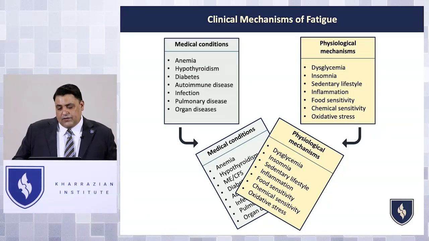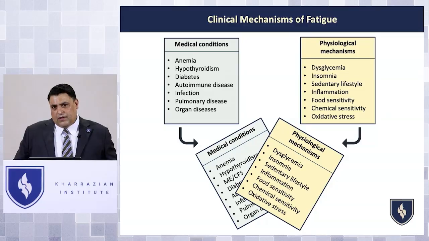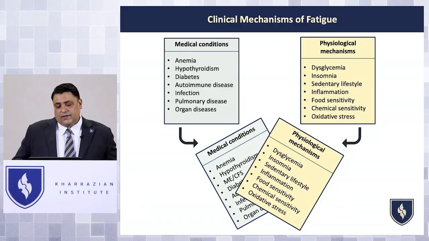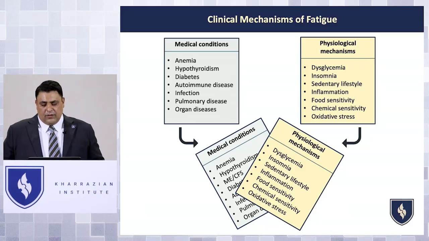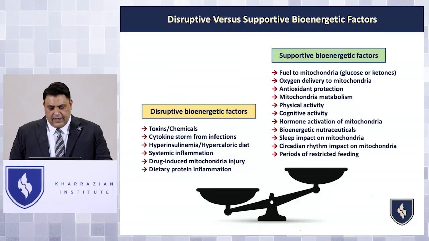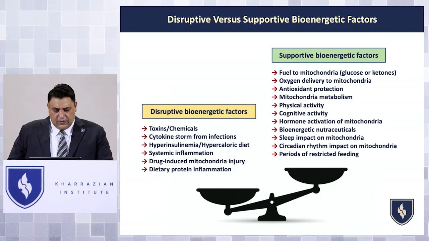But then we have conditions like just insomnia, or dysglycemia, or sedentary lifestyle, or just chronic inflammation, or multiple food sensitivities, or chemical sensitivities, or lots of oxidative stress that can also cause fatigue. And realistically, with many chronic patients, you have an overlap of both those things. And that's what you have to navigate and work yourself through as you go through the process of trying to optimize their bioenergetics.